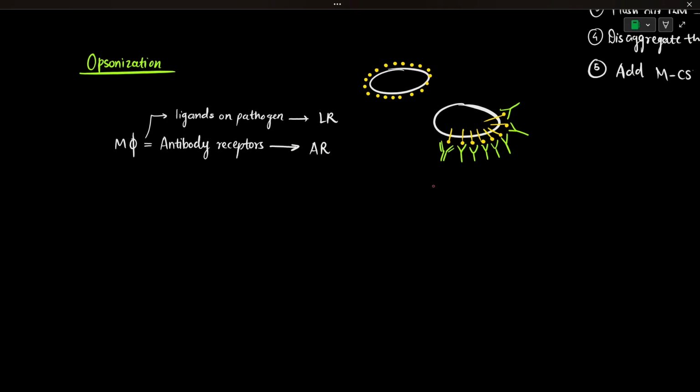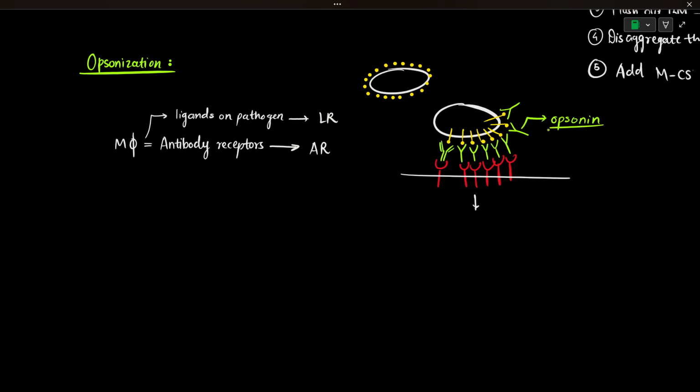So those antibody receptors which are present on the macrophage will be clustering, and that is going to activate the macrophage, and that will result in the pathogen killing. So this particular process, the modification of a pathogen with a molecule which is referred to as opsonin, is known as opsonization. In this case, the antibody molecules are opsonin molecules.